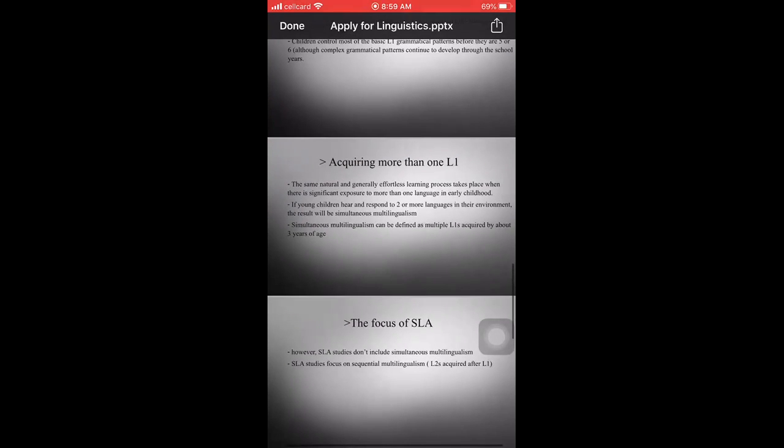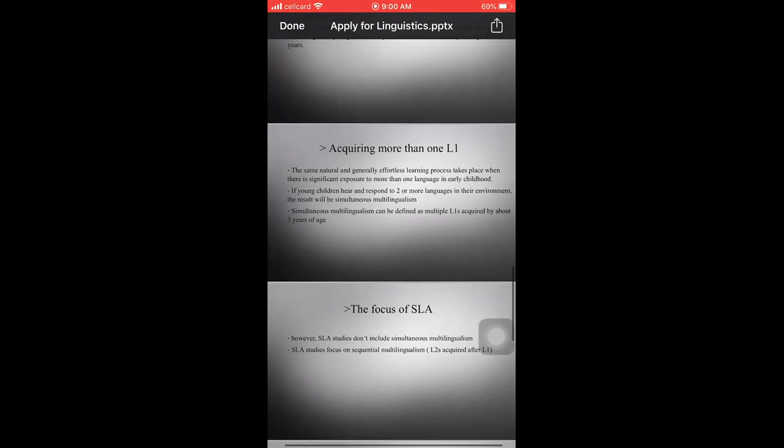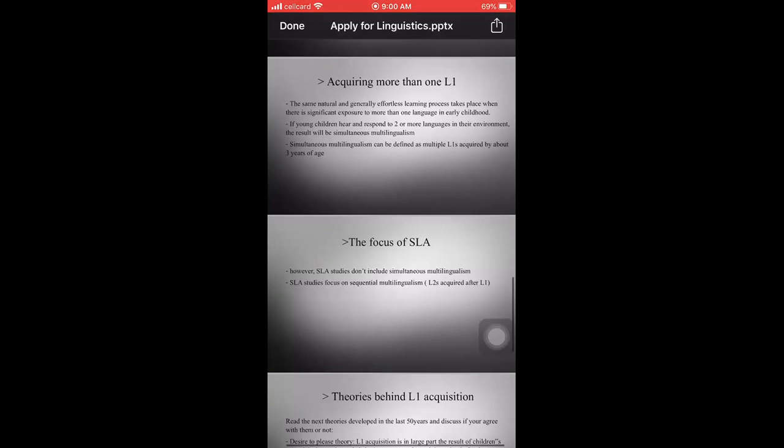And let's see more: acquiring more than one first language. The same natural and generally effortless learning process takes place when there is significant exposure to more than one language in early childhood. If the young child hears and responds to 2 or more languages in their environment, the result will be simultaneous multilingualism. Simultaneous multilingualism can be defined as multiple L1, first languages, acquired by about 3 years of age.